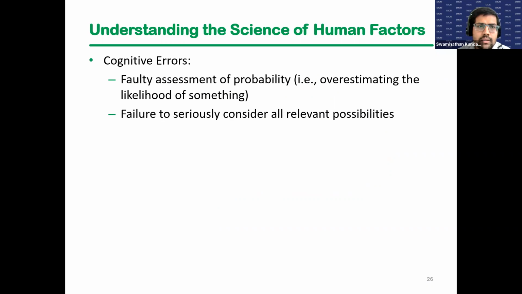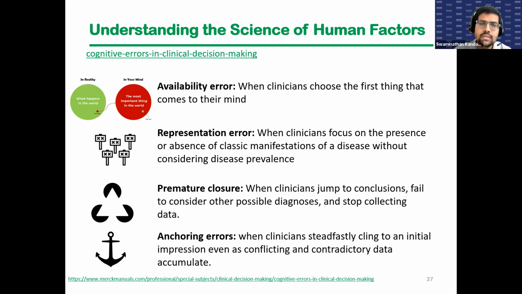And these can be things like, we do faulty assessment of how likely something is to happen, or we may not consider all of the relevant possibilities when something happens. And I'm going to talk about a couple of these examples.